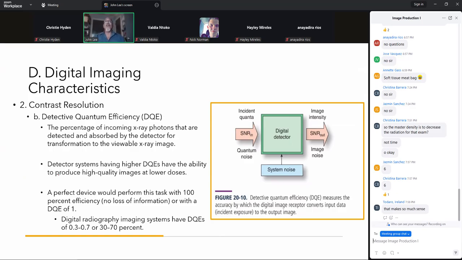Most of our digital rad systems have DQEs of 0.3 to 0.7, which equates to 30 to 70%. Remember, a modulation transfer function of 1 is 100%. A DQE of 1 is 100%. Our digital rad systems vary anywhere from 30 to 70%.